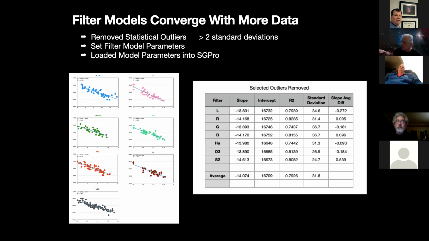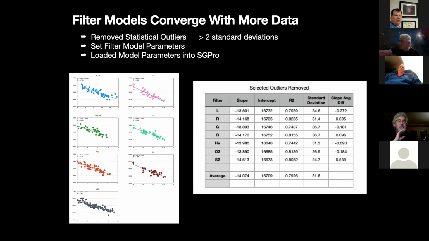As I mentioned, I went through and removed the outliers that had greater than 2 standard deviations from the actual curve fit line. I then chose my model parameters, and loaded those parameters into Sequence Generator Pro. That other table there is showing my final results after going through that.